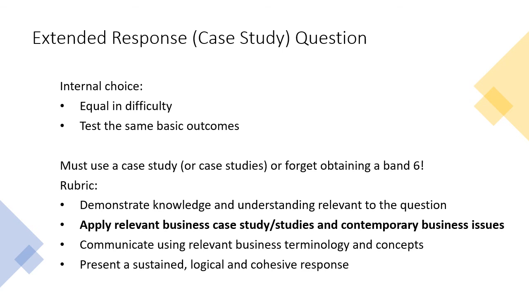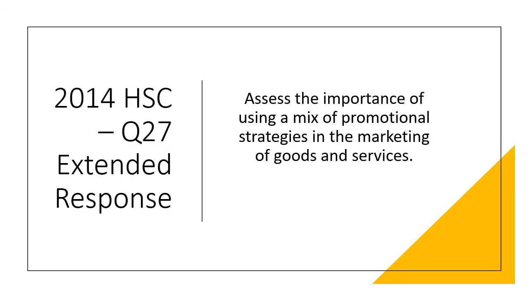Now, you have to include a case study here. If we look at the rubric, it specifies there, apply relevant business case study or studies and contemporary business issues. Now, I think COVID's going to be a really big thing in the HSC. I think it's something that you can revert back to when you're talking about the contemporary business environment at the moment. Now, in 2014, question 27 was: assess the importance of using a mix of promotional strategies in the marketing of goods and services. That's a pretty good question. I think that most of you would be able to answer this question.